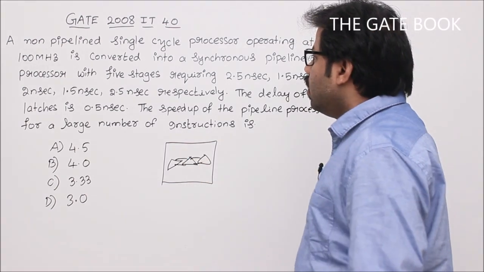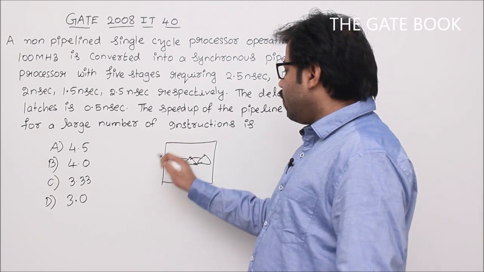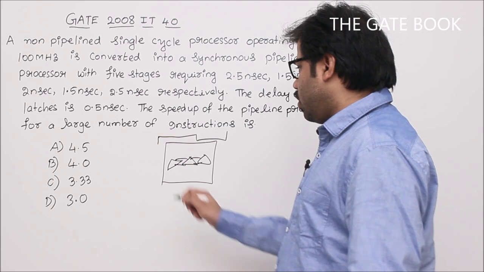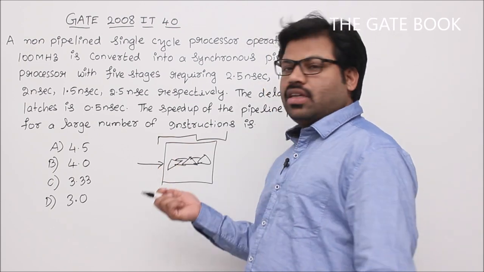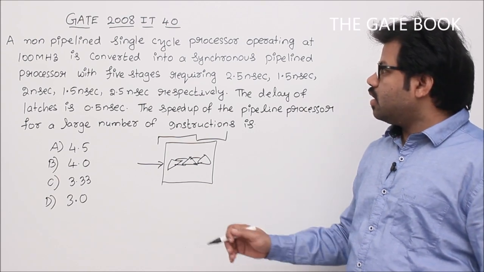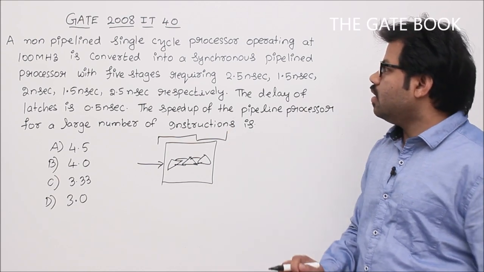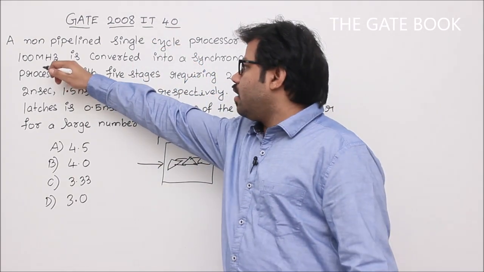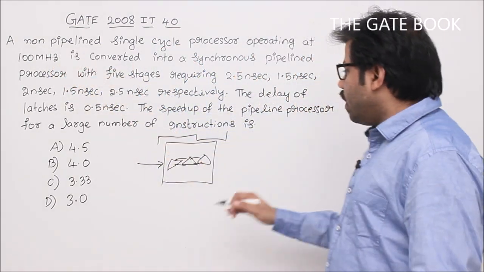Now the circuit is working with a single cycle. That means within a single cycle it is producing the output. It will do all the instruction execution, fetching, decoding, everything, in one clock cycle. So what is the cycle duration? 100 megahertz. They have given the frequency.